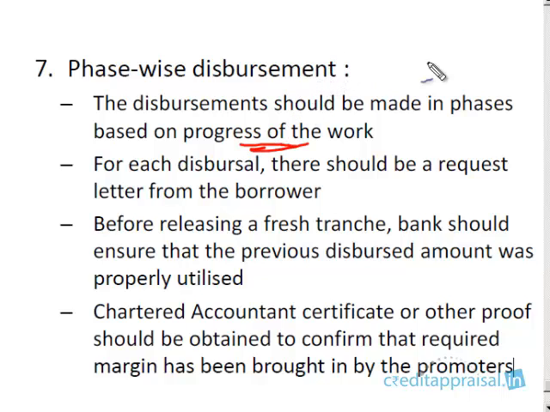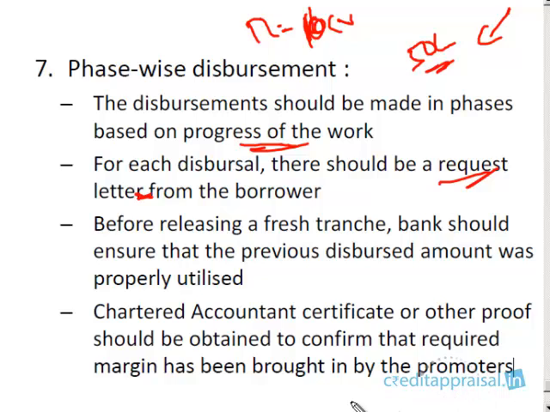So for each disbursement, say for example, the term loan is 10 crore. The company has come and said, first of all, please release 50 lakhs. What do you have to do? First of all, you have to obtain a request letter from the borrower. In this request letter, he'll be mentioning, we want 50 lakhs. This is the purpose for which we are getting it. And they'll be telling, this is our margin and this is how we're bringing in the margin. Okay.